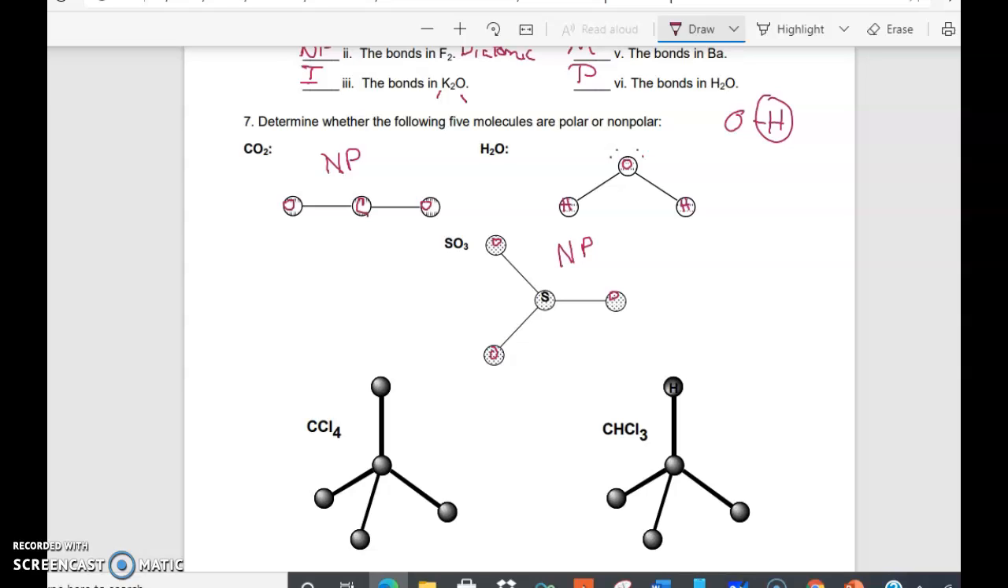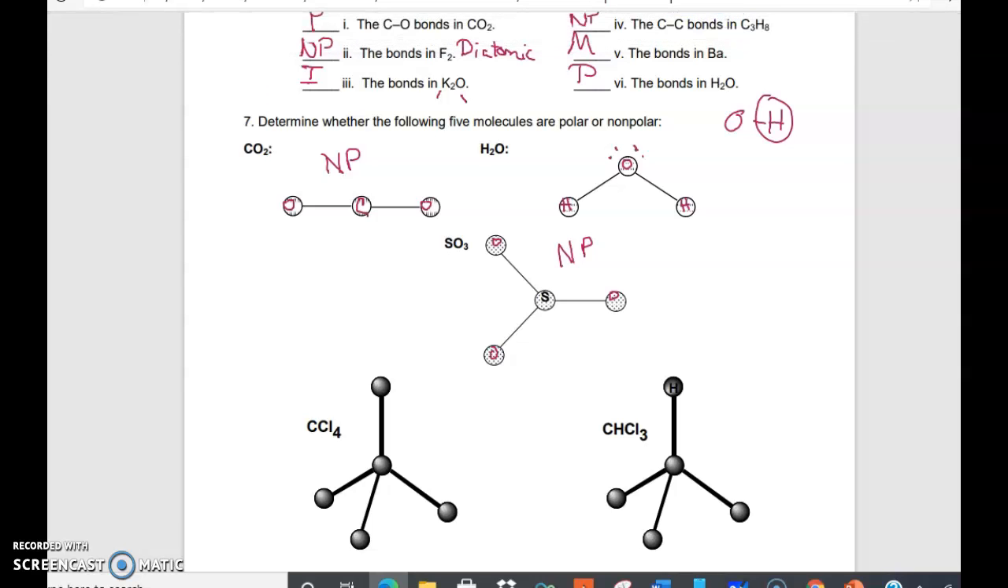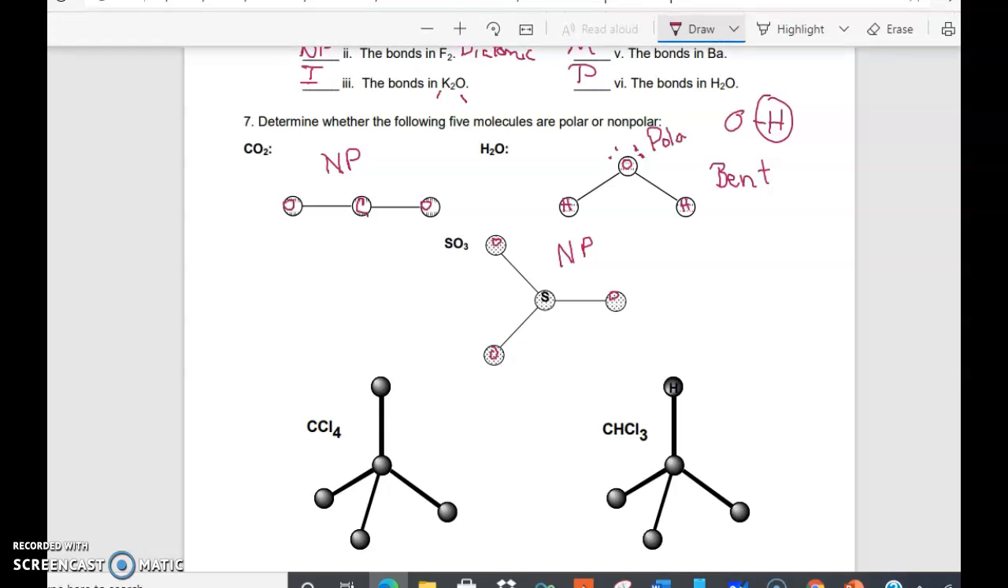Well, the outer two atoms are the same, okay? However, when you have these lone pairs of electrons on the central atom, like this, it misshapes the molecule. Remember, it bends it, okay? And because of that, we would consider this molecule to be a polar molecule.